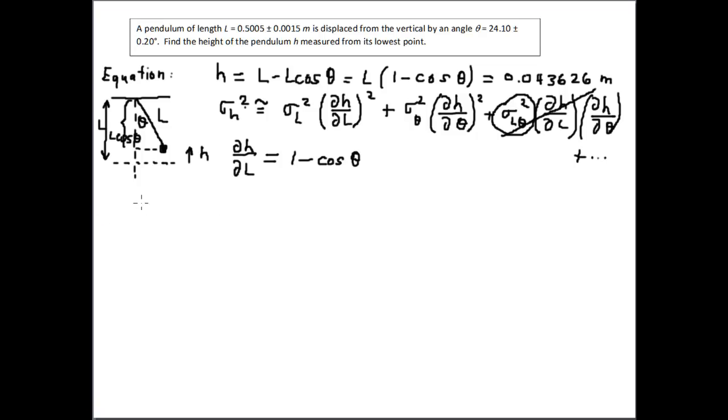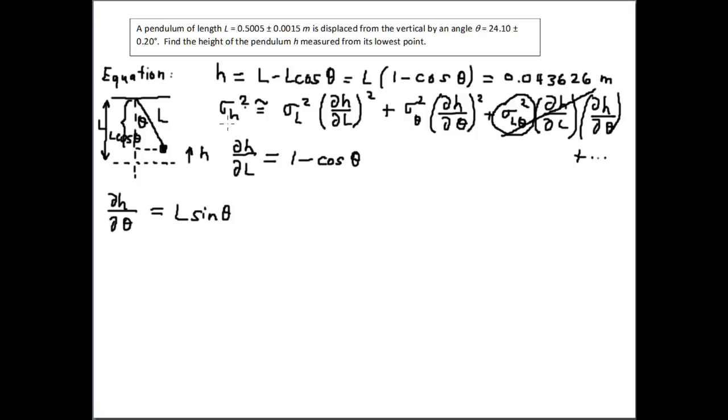The partial then of h with respect to theta is just slightly more complicated. What we have there, it actually can be useful to go back and look at the original expression for h because if we take the partial of h with respect to theta, we're doing it holding L constant. So the first term doesn't give us anything. The second term will give us minus L, but then the derivative of cosine theta is negative sine theta. So the two negative signs will cancel, and we will get L times the sine of theta. And that's the partial of h with respect to theta. So those two then can be plugged in.